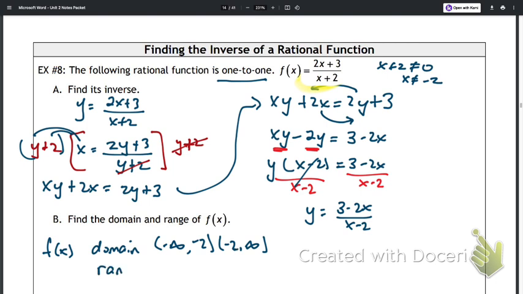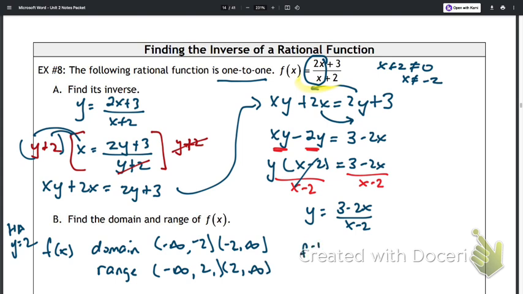The range is determined by the horizontal asymptote. You can't equal the horizontal asymptote on this. And remember, we did that by looking at the degree of the top and the bottom, and they're the same, so you use your coefficients there. So here, my horizontal asymptote was at y equals 2. So that's what the range cannot equal. So our range will be from negative infinity to positive 2, and then positive 2 to infinity.